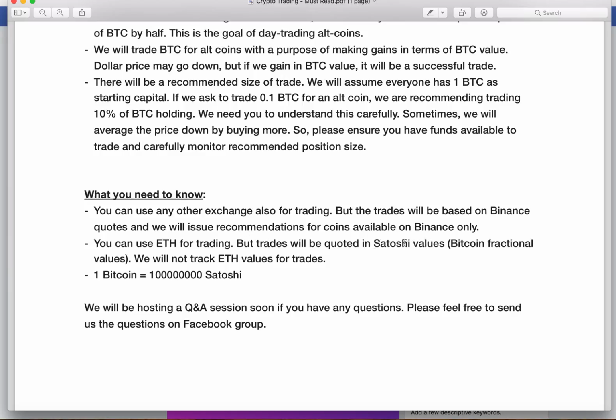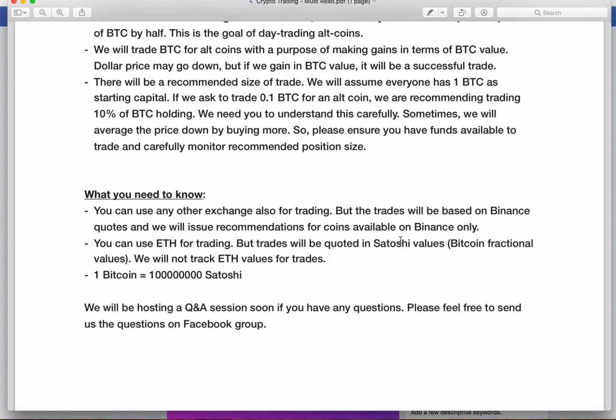So what is Satoshi? Satoshi was the name of the founder of Bitcoin, as we call him. And nobody knows who he is. It's a mystery because he never exposed himself. He's a kind of mythical figure now.